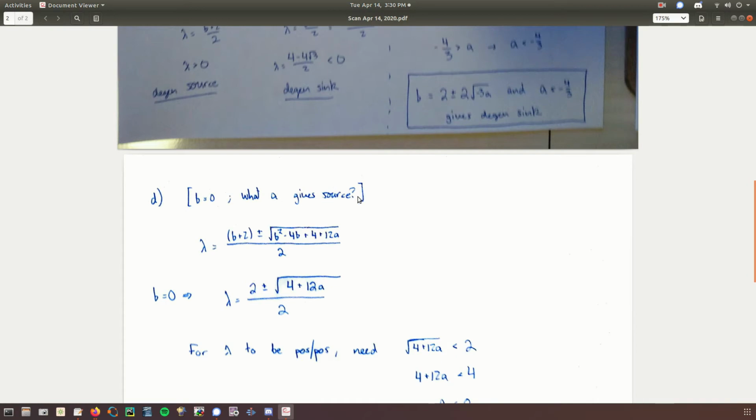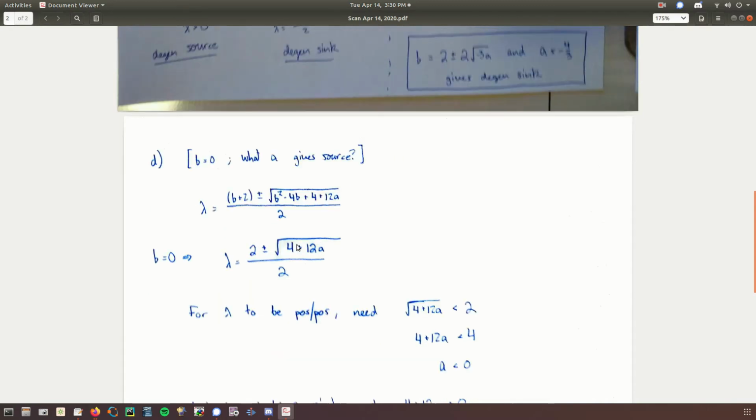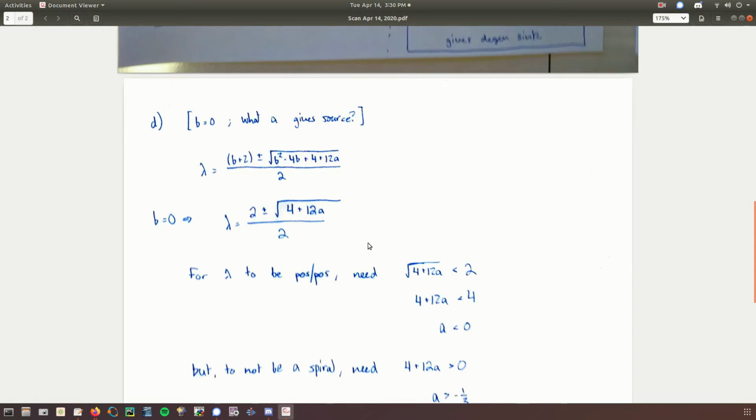So what that means to me is I am interested in having both of my lambda values be greater than 0. And so the piece of information I've been given is that b will be 0 in our equation here. So I'm going to apply b equals 0 to what we had previously found to be our general eigenvalue equation here. And I get this much simpler statement right here. And again, what I am interested in finding here is under what circumstances are we going to have both of our lambda values be positive and real. That will give me a source.